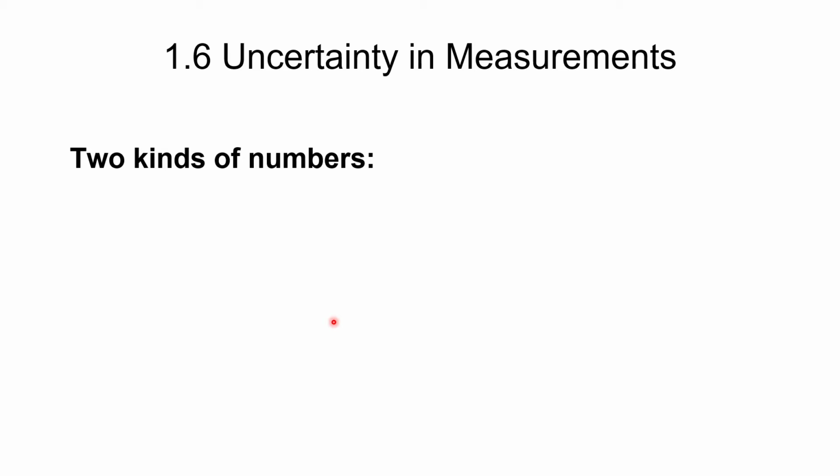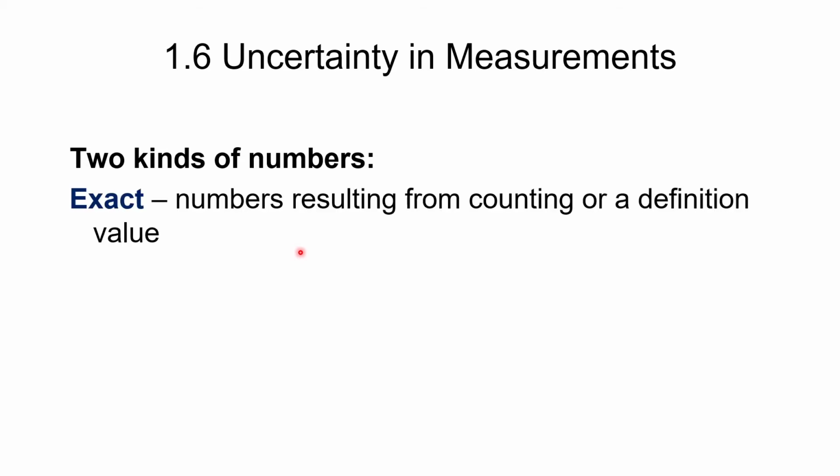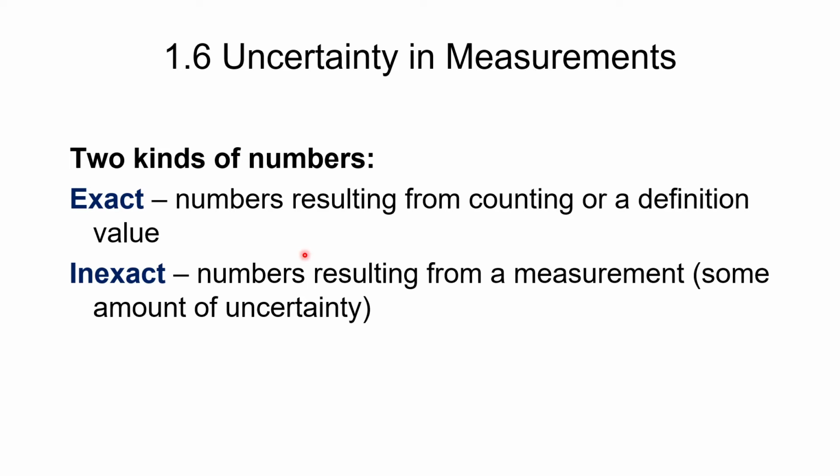And we want to look at uncertainty in measurements. All right, talk about uncertainty in measurements. We'll find that there are two kinds of numbers that we will run into, and those two kinds of numbers are either exact numbers or inexact numbers. Exact numbers are numbers that we know the value exactly. That's going to be things that you can either count or things that are a definition value. We will look at some of those definition values a little bit later. Inexact numbers are things that result from a measurement, and there's always some amount of uncertainty here.